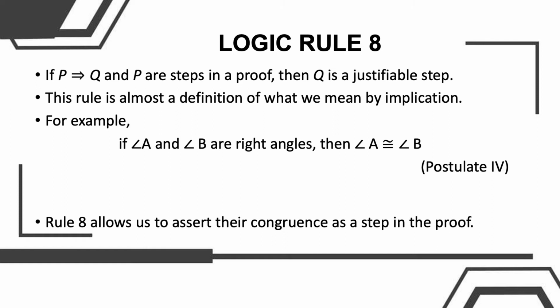This rule is almost a definition of what we mean by implication. So here's, for example, postulate number 4. If angle A and angle B are right angles, then angle A is congruent to angle B.